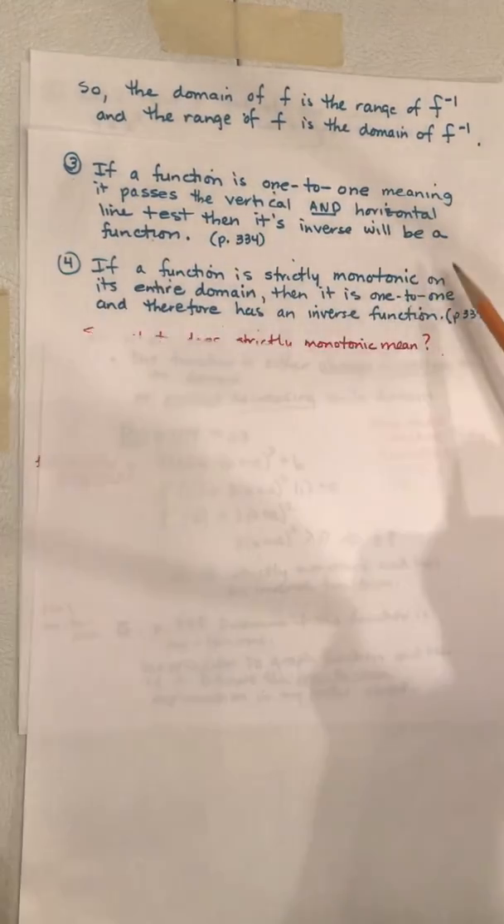When you do these problems tonight that ask if the function's one-to-one, take out your calculator if you like and graph it. See if it passes both vertical and horizontal line tests, and you'll know if it's one-to-one. What else do we know?